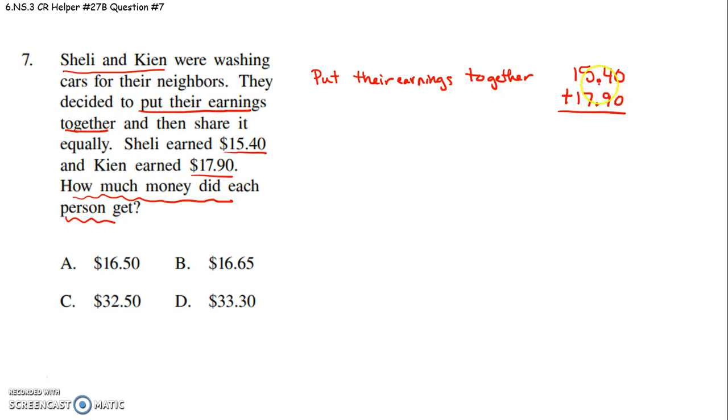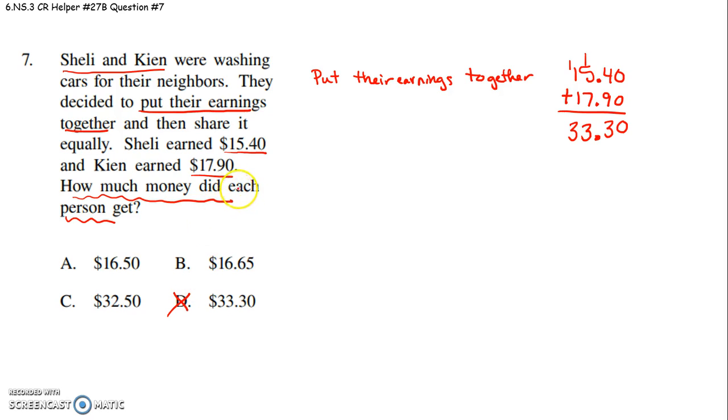You'll see I have lined up my decimal points, so my place values are guaranteed to be lined up. 0 plus 0 is 0. 4 plus 9 is 13. Make sure you drag down that decimal point right where it belongs. 5 plus 1 is 6, plus 7 is 13. So it looks like $33.30 is what they get all together, which I can see the state will probably make one of the answers.